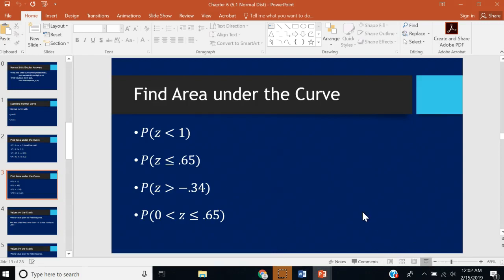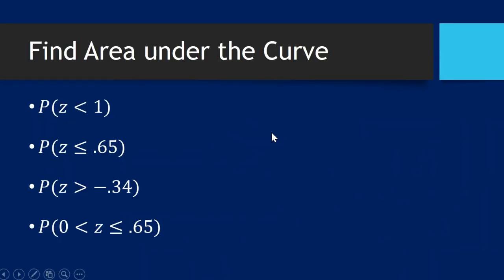Now, what I'd like you to do is finish the other 3 problems on this page. What's the probability that you pick somebody out at random and they have a z-score that is less than or equal to 0.65? Then what's the probability that that person has a z-score above negative 0.34? And what's the probability that the z-score is between 0 and 0.65? Push pause on the video and I'll come back in about 5 seconds.